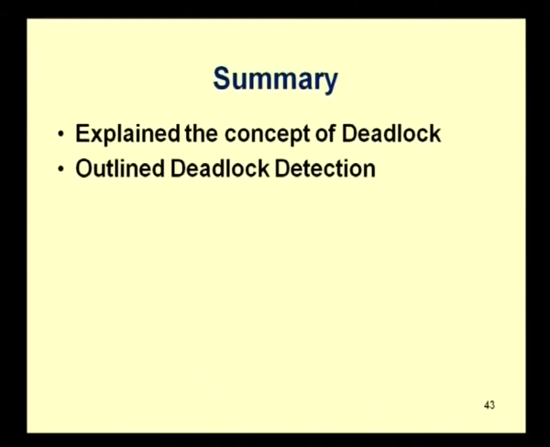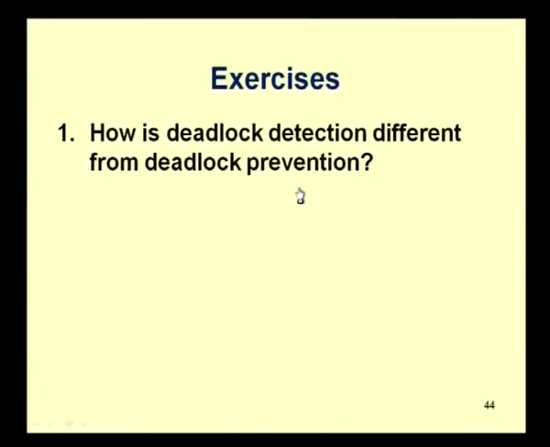So, we explained the concept of deadlock, we outlined deadlock detection, and then we described what is called timestamping. First of all, this is actually true whether it is database management system concurrency control or process control in an operating system. We talk about how deadlock detection is different from deadlock prevention.